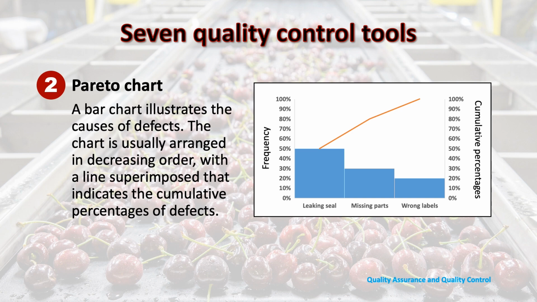Taking the figures on this slide as an example, the leaking seal is the number 1 defect, accounting for 50% of the total defects observed. Missing parts and wrong labels are number 2 and number 3.